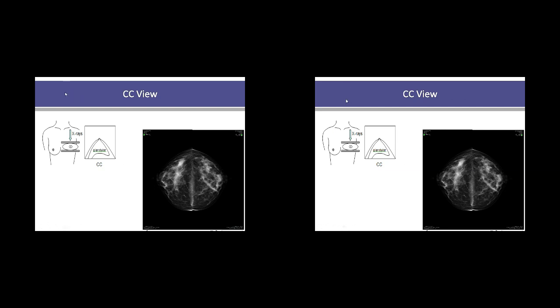Obviously, you'd have your X-ray tube up here. They'd come in this direction from head to foot. They take an image of the compressed breast. And this is typically what you'd get, a little bit of glandular tissue within the center of the breast, with the periphery being predominantly fat. And these are what mammogram images look like.